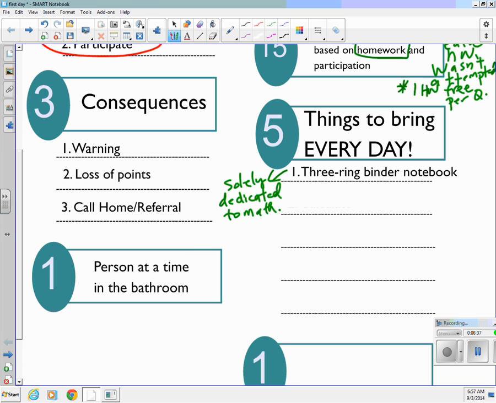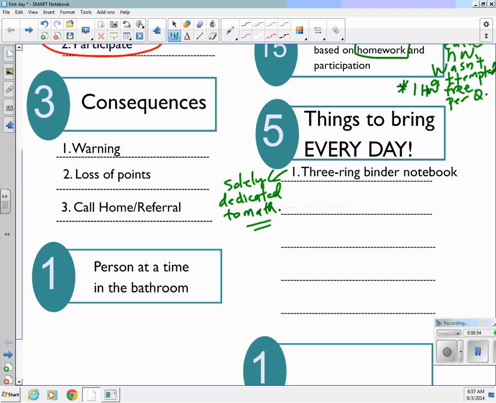I don't want to see social studies. I love social studies. I don't want to see it in your notebook. I love chemistry. I don't want to see chemistry in your notebook. I love, well, I like English, but I don't want to see it in your notebook. So please, I only want to see math.